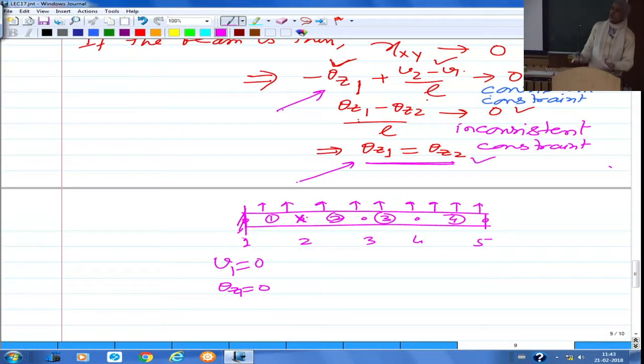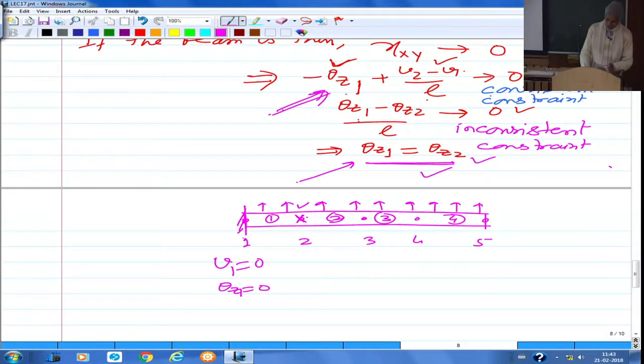In element 2 also, gamma xy is approaching 0. So that will tell you that theta z3, the rotation at the global node here, must be equal to the rotation here, and the rotation here is already 0 because of this condition. So theta z3 is also 0. That means this condition finally imposes on the mathematical model, the finite element model, that the rotation of all the nodes is actually 0.